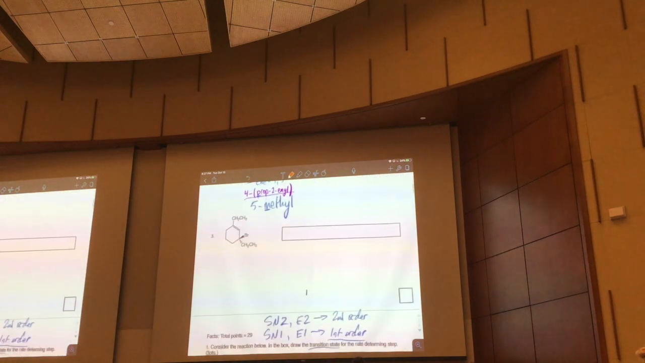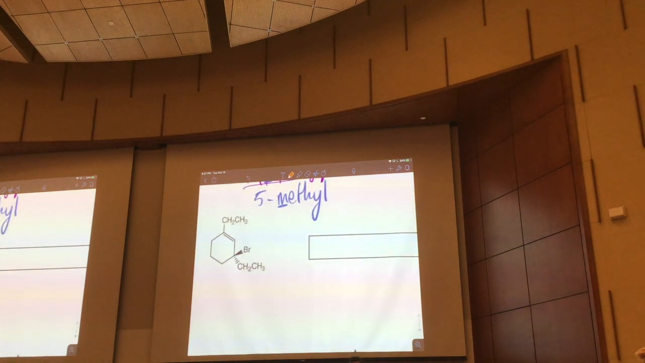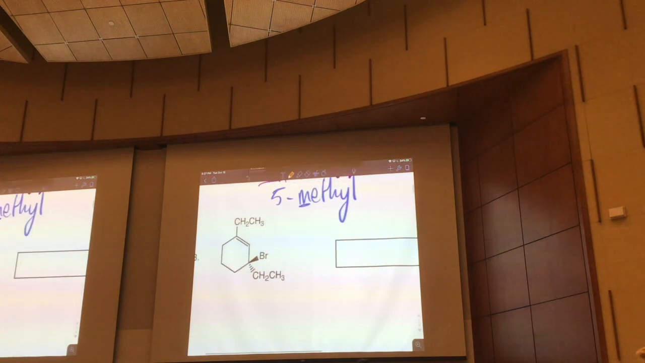Cool. Let's do number 3. Do you want to do number 3 or? Cool, let's do it. So what's our parent functional group here? The alkene. Yeah, alkenes take priority over alkanes. They are higher priority. So we are going to find the longest continuous carbon chain that has our parent.